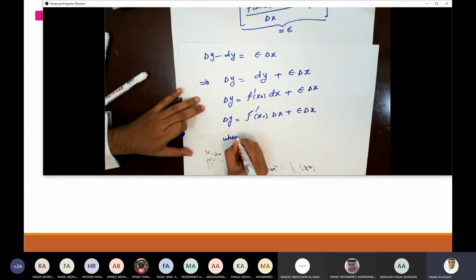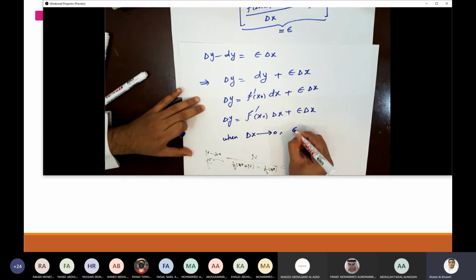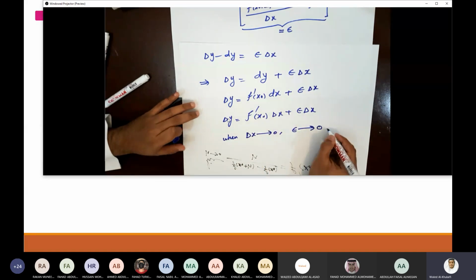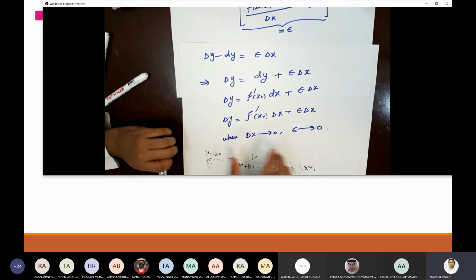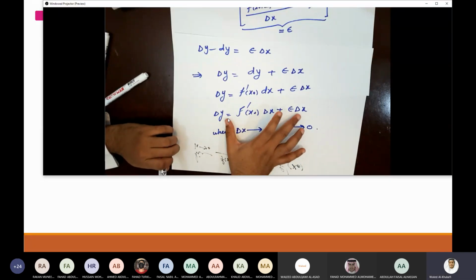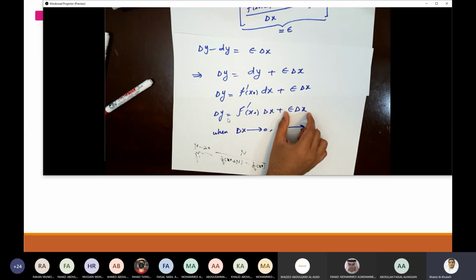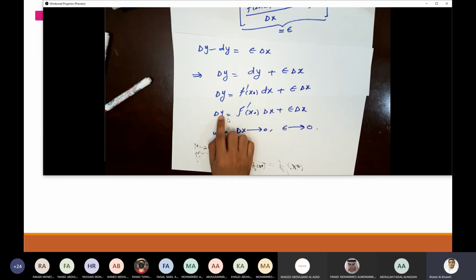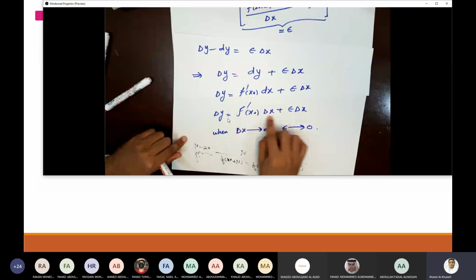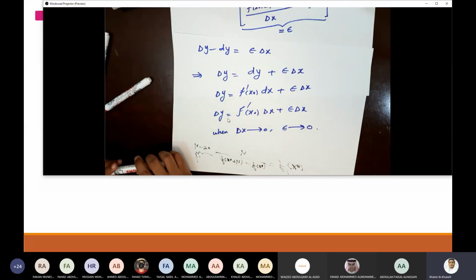Can you see? Yes, you can see. When delta x approaches 0, epsilon will approach 0. What we did, guys, we did in one dimension. This part, maybe you did not see in Math 101. At least when I taught it, I didn't go into these details because we don't need this idea. But in Math 201, we need it just in definitions. So we say that y is differentiable if delta y can be represented in this way.